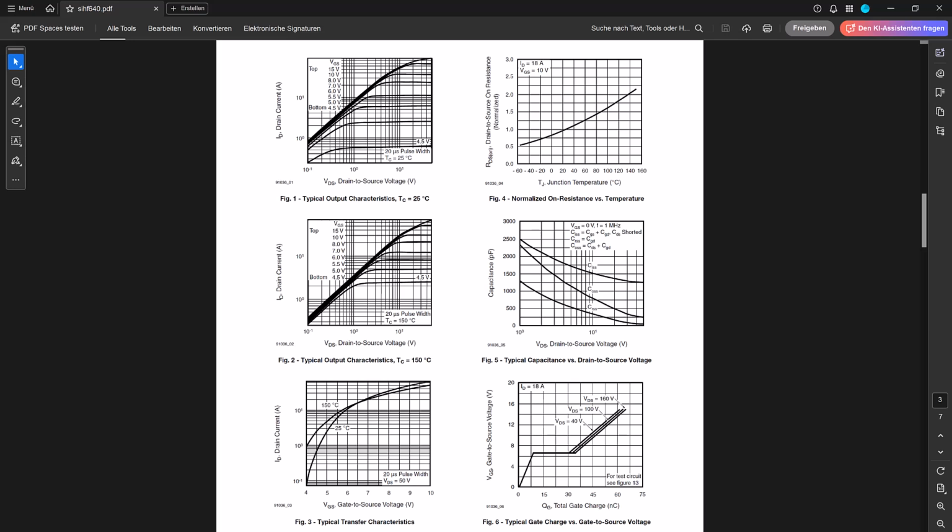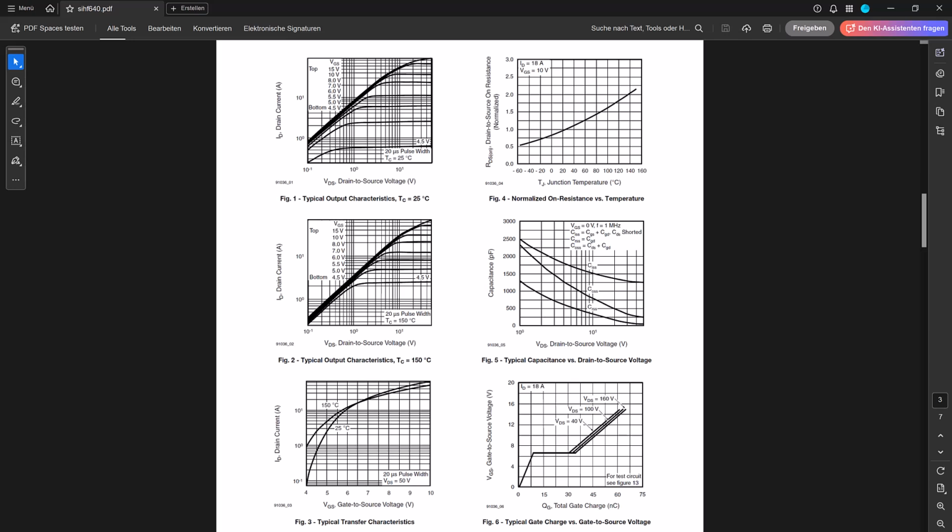Figure 3. Transfer characteristic. ID versus VGS at VDS equals 50 volts. Two curves, 25 and 150 degrees Celsius. Notice the crossover point, where the two curves intersect. Below that point, the current has a positive temperature coefficient. The transistor conducts more when hot. Above, a negative one. Designers using MOSFETs in parallel for audio amplifiers know they must bias above this point, otherwise they get thermal runaway.